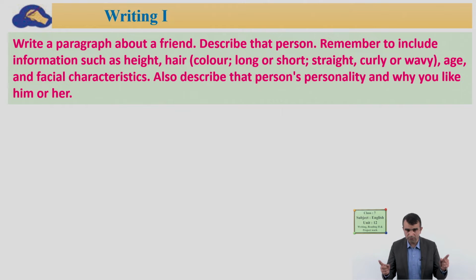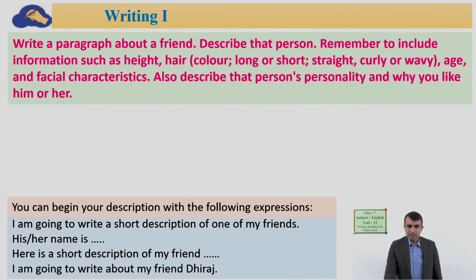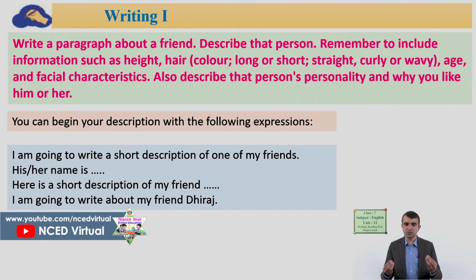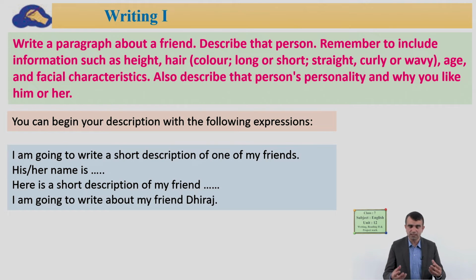Okay. Well, now here you can start it with this sort of thing. The beginning can be, I am going to write a short description of one of my friends. His name is, or her name is. That way you can start. Another way is, here is a short description of my friend. Okay, and continue. Next, I am going to write about my friend Dheeraj, or whatever the name of the person is. That way you can start.